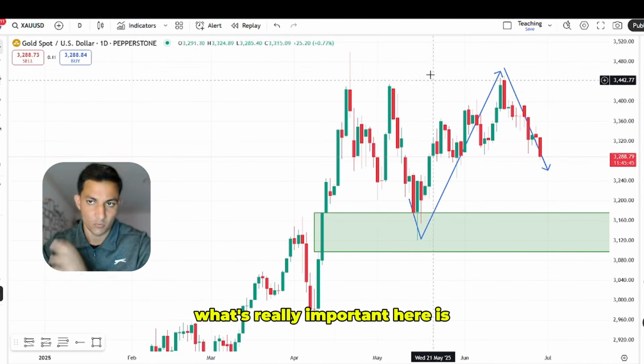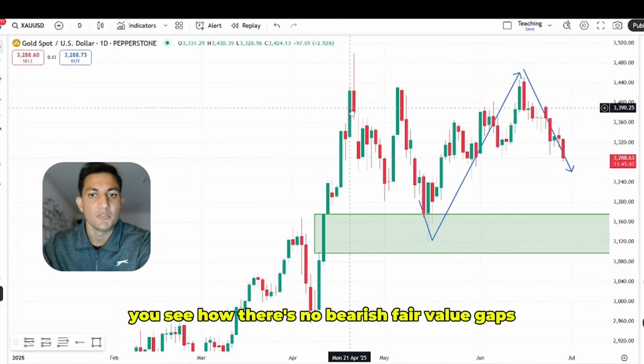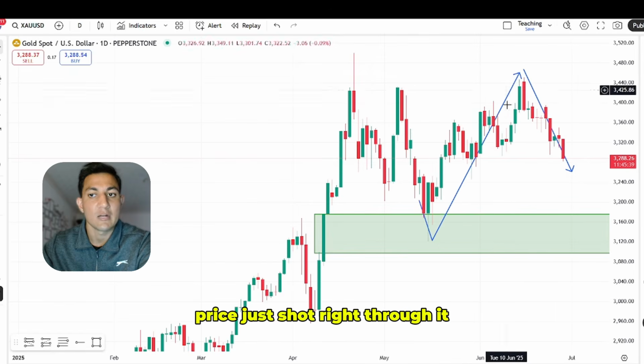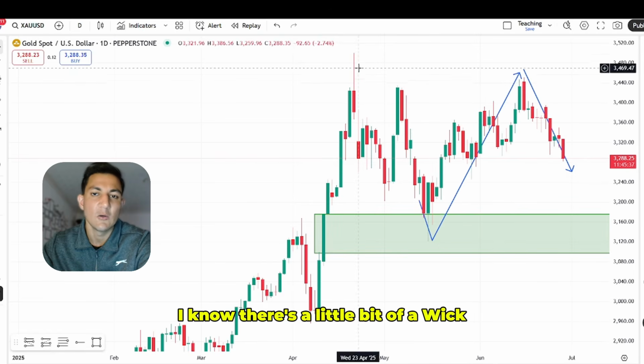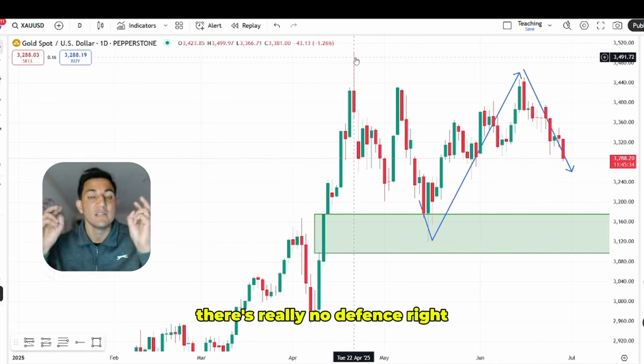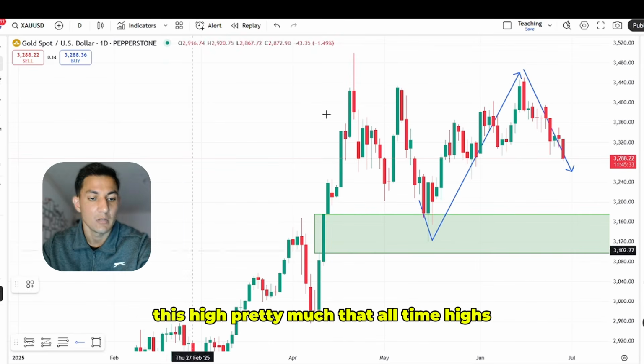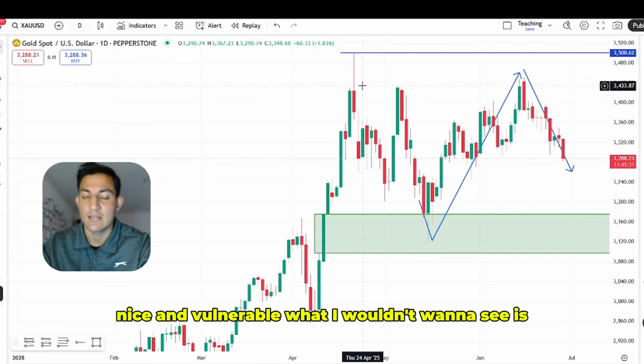Now, look, what's really important here is, you see how there's no bearish fair value gaps? There's no bearish order blocks. Price just shot right through it. I know there's a little bit of a wick, but there's really no defense, right? This high, you might say, all-time highs, nice and vulnerable.